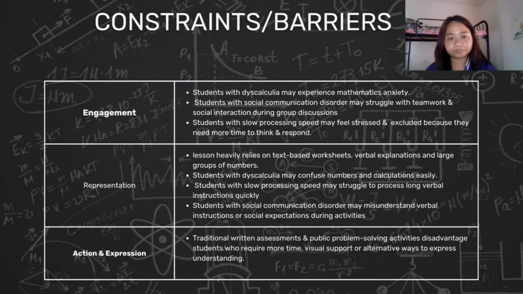For representation, the lesson heavily relies on text-based worksheets, verbal explanation, and large groups of numbers. Students with dyscalculia may easily confuse numbers and calculations, students with slow processing speed may struggle to process long verbal instructions quickly, and students with social communication disorder may misunderstand the verbal instructions or the social expectations during the activity. And the last one is action and expression. Traditional written assessment and public problem-solving activities disadvantage students who require more time, visual support, or alternative ways to express their understanding.